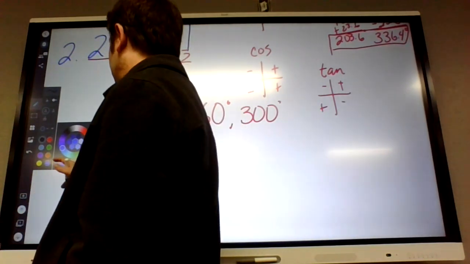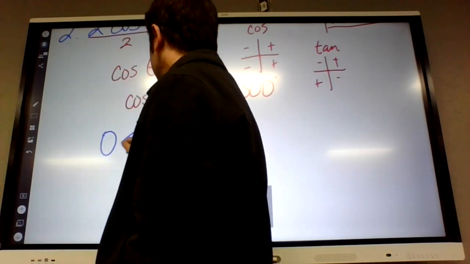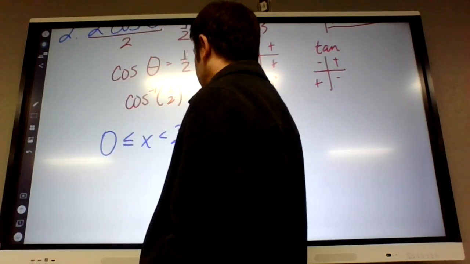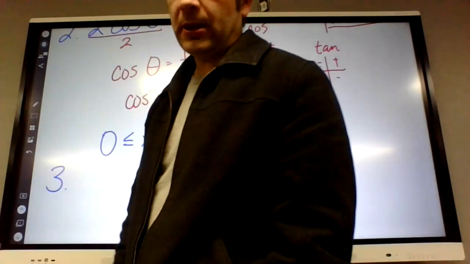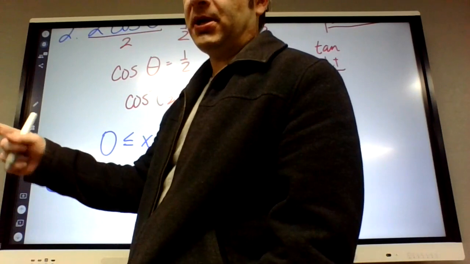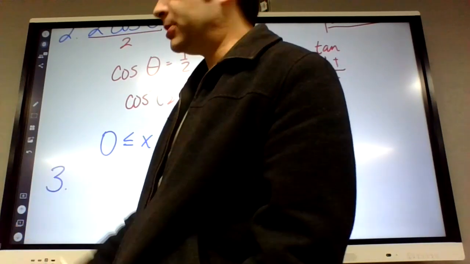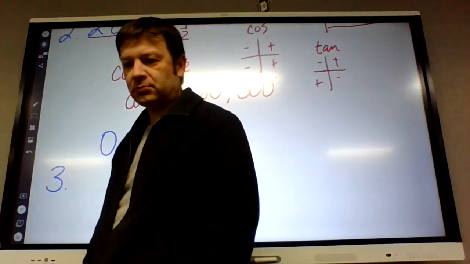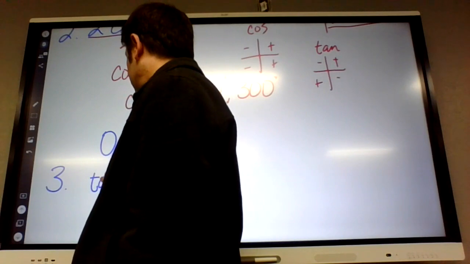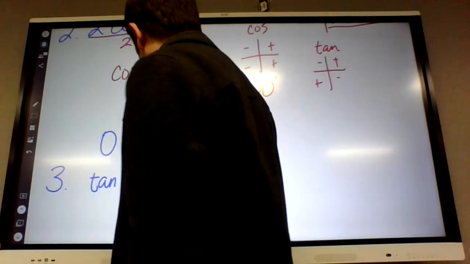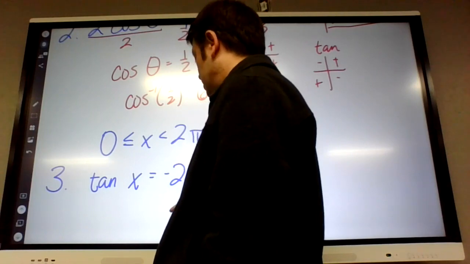Okay, 3 is the same thing, it's just switching to radians. Instead of using 360 and 180, use 3.14, 6.28. Okay, let's do tan x equals -2.4.